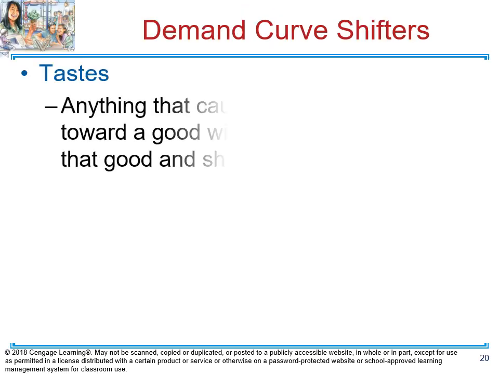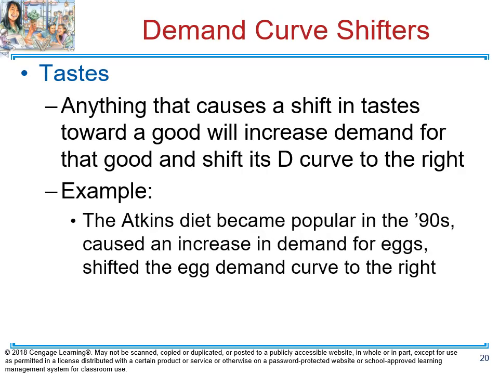Tastes or preferences are another demand curve shifter. Anything that causes a change in the preference towards a good is going to change the demand for that good. So, for example, diets go in and out of fashion all the time. In the 90s, the Atkins diet was very popular. In the late 2010s, what's more popular is the keto diet, or a diet that includes fasting for prolonged periods of time. So those changes in diet are going to affect the demand for certain goods.